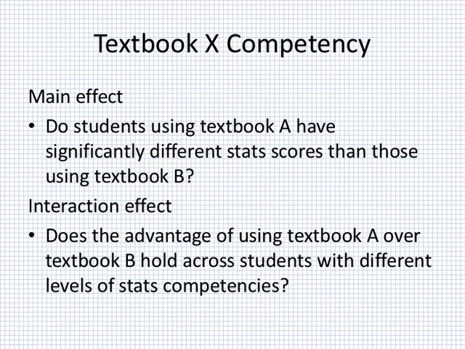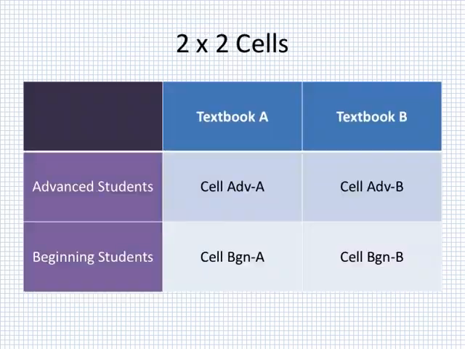So let's go back to this textbook competency example. For the main effects, one is, do students using textbook A have significantly different stats scores than those using textbook B? So that's one-way ANOVA, main effect. And the interaction effect question is, does the advantage of using textbook A over textbook B hold across students with different levels of stats competencies?